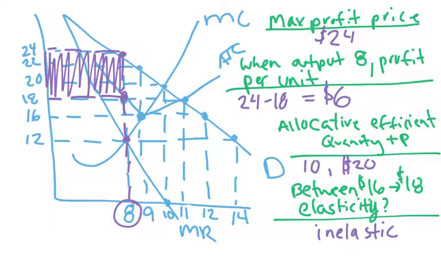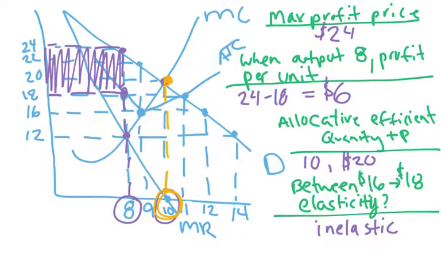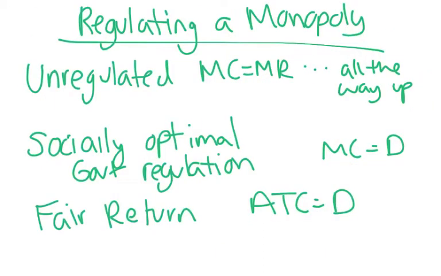Allocative efficiency is where MC equals D, so the price is 20 and the quantity is 10. Between 16 and 18, remember, elasticity is determined by the MR, wherever MR is 0. So right there, if you go up, that's the point. That's the unit elastic point. So this side is elastic, and anything to this side is inelastic. So between 16 and 18, which is right here, is the inelastic portion.